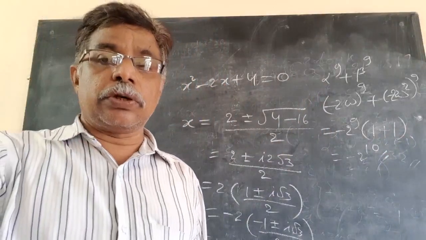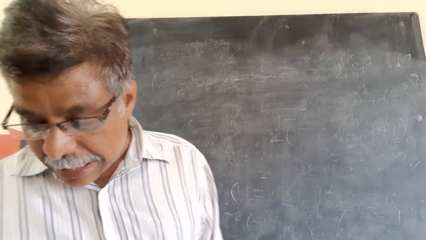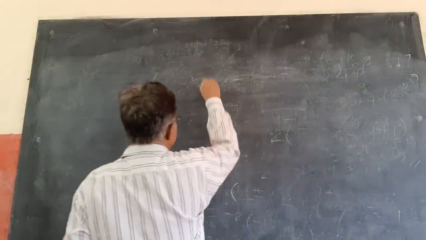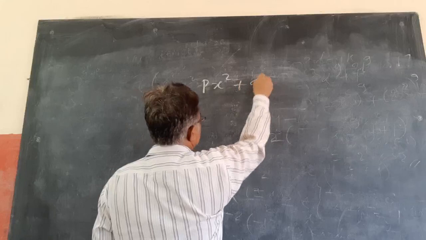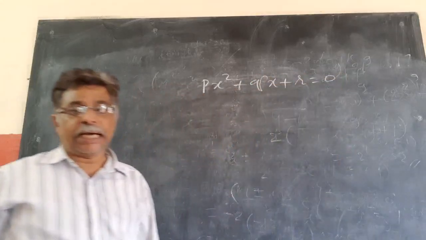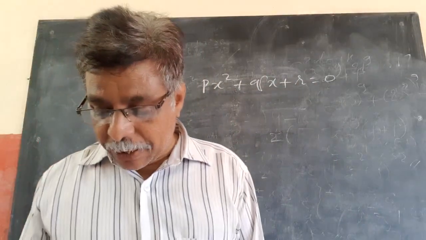Now coming to 2014, they are asking: if alpha and beta are the roots of the equation px square plus qx plus r equal to 0, and p, q are in AP.